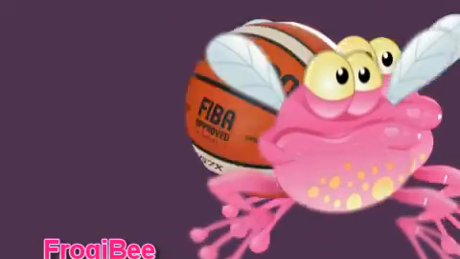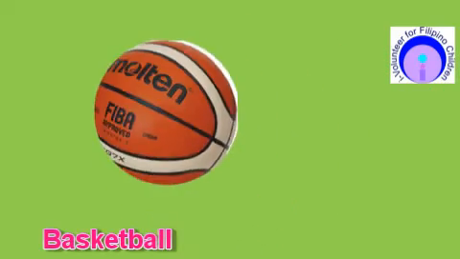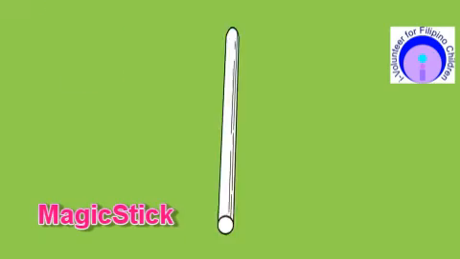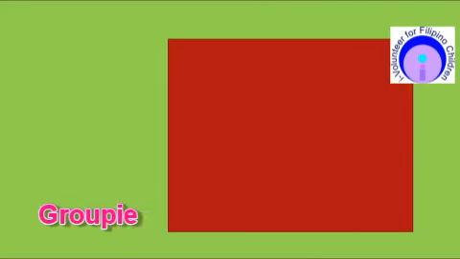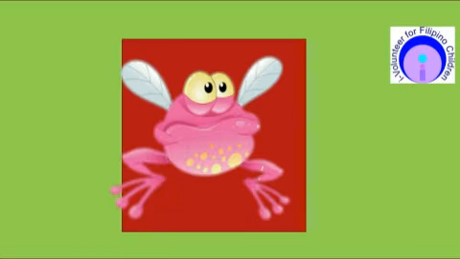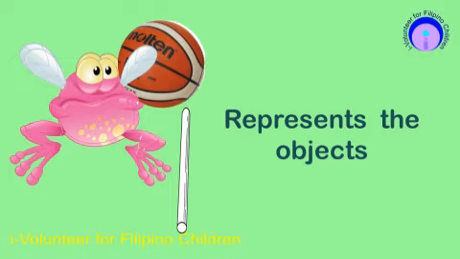Ito si Proje B, ang palakang B. At ito naman si Basketball. At ito naman si Magic Stick. At dito sa Group B, dito natin ilalagay ang lahat ng mga objects kagaya ni Froggy B, Sticks, at saka si Ball. Sa ating mga susunod na examples, gagamitin natin ang tatlong character nito upang tayo ay makapag-count at makukuha natin ang product as a result of multiplication.